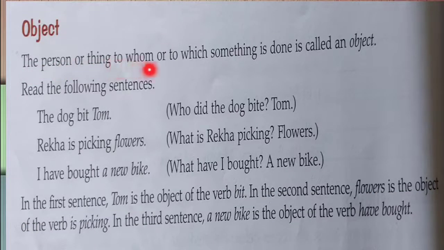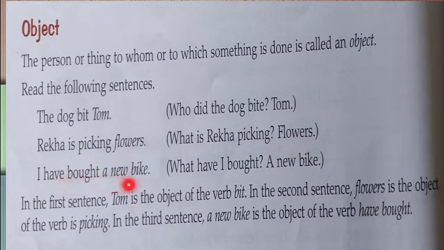The person or thing to whom or to which something is done is called an object. Something is done by whom is known as an object. Read the following sentences. The dog bit Tom. Who did the dog bite? Tom. Rekha is picking flowers. What is Rekha picking? Flowers.